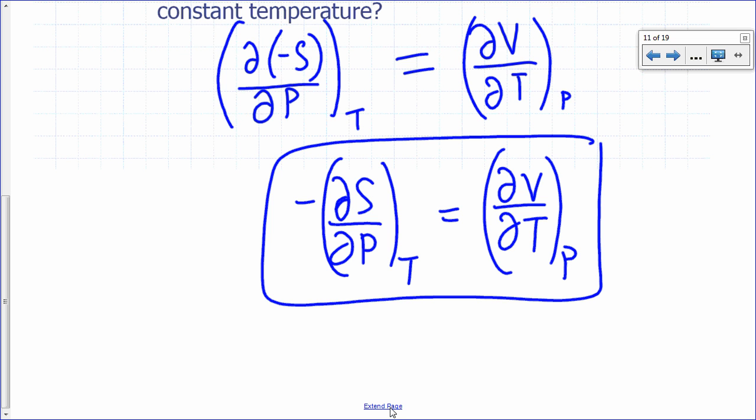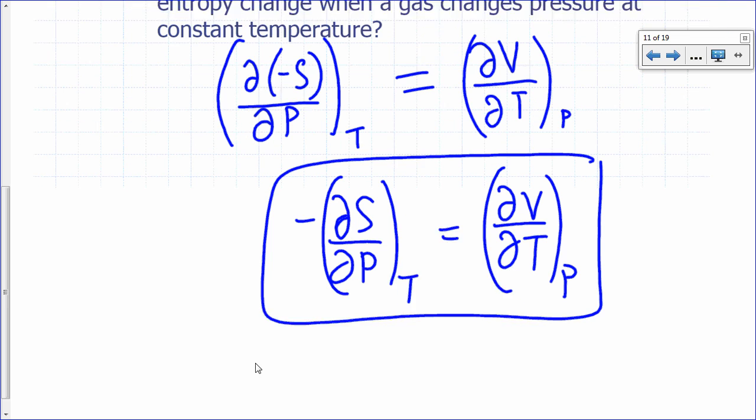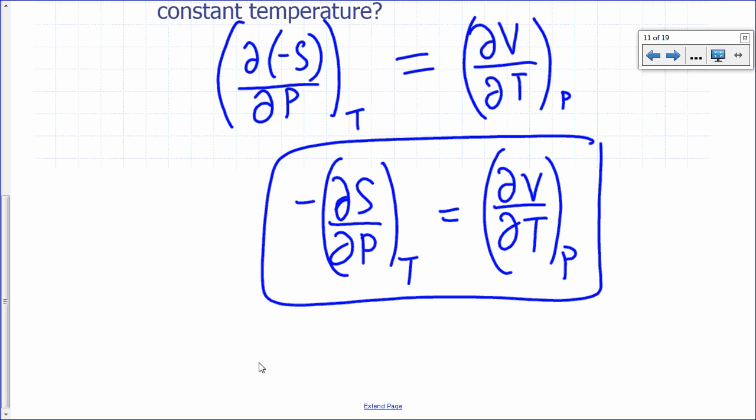This is a very important relationship that you can derive from the fundamental equation in the Gibbs energy representation. Why is this so important? Look at the right-hand side of this. That's a nice derivative. You like that derivative. It's just volume, temperature, and pressure. So this would give you a way of determining how S depends on pressure at constant temperature in terms of things that are more familiar, easier, more convenient to deal with: volume, temperature, and pressure.